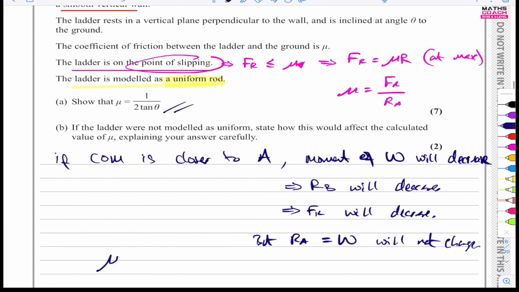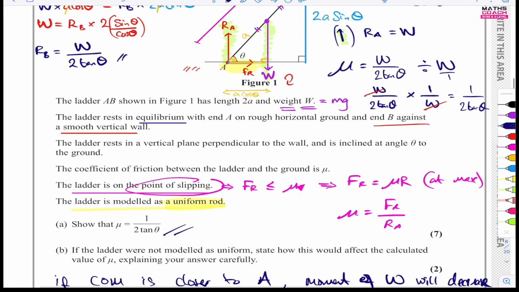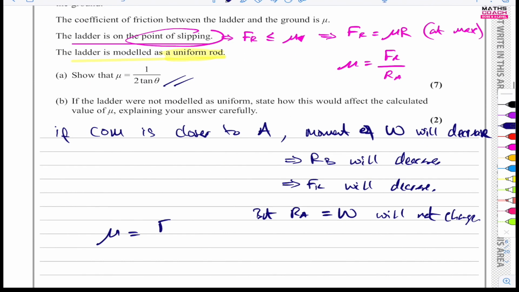And if you look at how we work out the mu, mu is equal to friction divided by reaction. The denominator doesn't change, but the top changes. The reaction at A stays as W, but the friction decreases. If the friction decreases and reaction A doesn't change, what would happen to mu? It will go down. So this implies that mu will decrease.